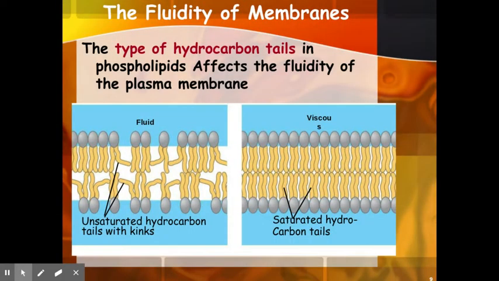Other thing that would affect the fluidity of a membrane is the type of hydrocarbon tails. So hopefully from our last unit you can tell that these kinked ones would be considered unsaturated, and these straighter ones over here would be much more saturated. So actually the ones that are unsaturated are much more fluid. Okay, the kinks prevent the tight packing on the left, and that allows for more fluidity.